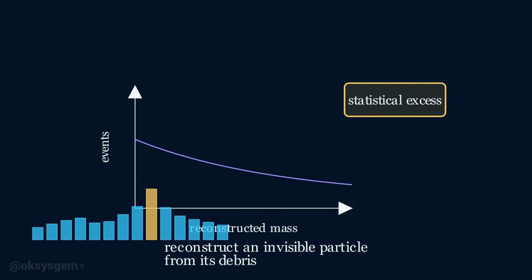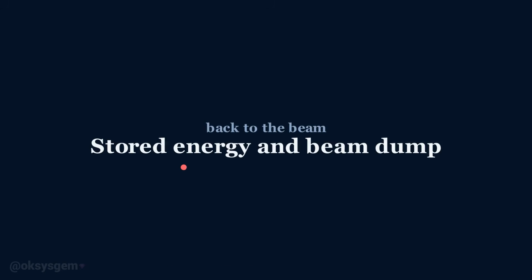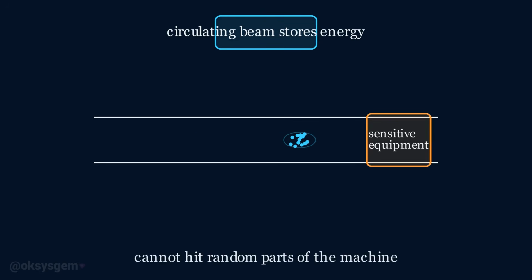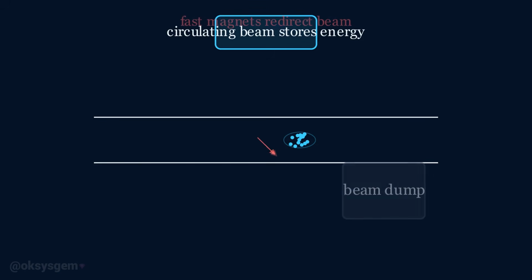Now move away from the collision point and return to the beam itself. A circulating beam contains a large amount of stored energy. Because of this, the particles cannot simply be allowed to hit random parts of the accelerator when an experiment finishes. A powerful beam striking sensitive equipment could damage the machine. Accelerators therefore contain beam dump systems.